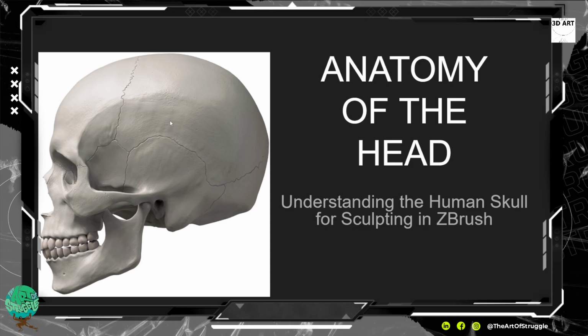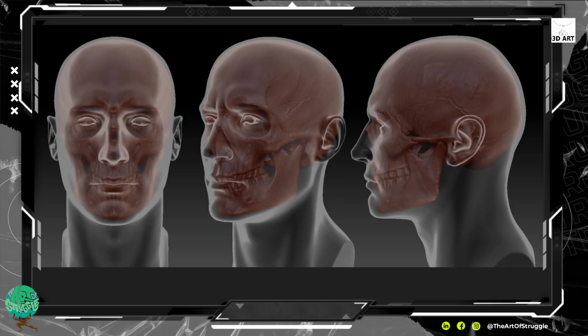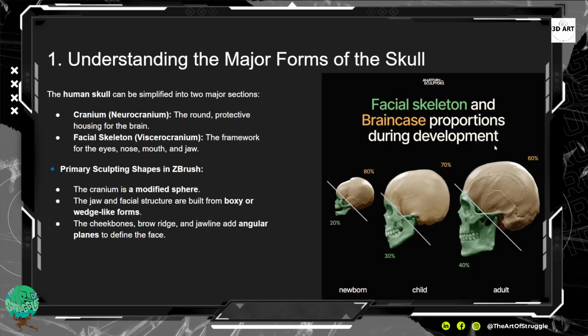Let me make sure you guys are seeing that again. Anatomy of the head, understanding the skull for sculpting. Generally, this is what you guys are going to notice about our skull. There are really two major parts to it. There's this big part right here, which is usually referred to as the brain case. And then the rest of it houses the eyes, the nose, the mouth, the mandible and things like that. That's usually how artists think about the proportions of the head.